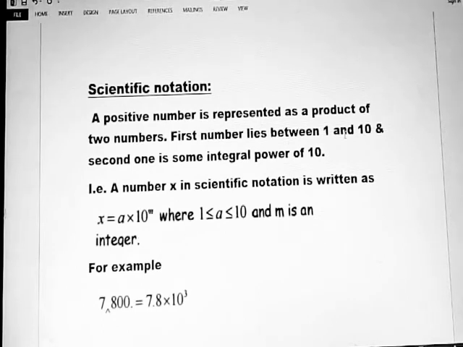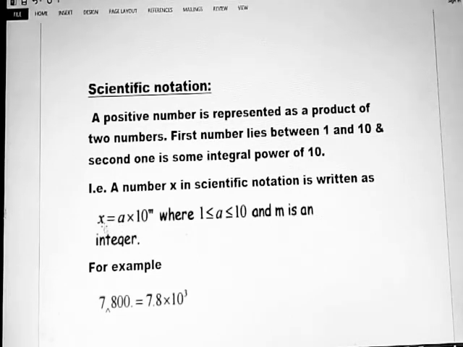For example, if we have any number x and we want to write this in scientific notation, then x is equal to a multiplied by 10 power m. So look at it, there are two parts. The first part, that is a, is between 1 and 10, while m is an integer, and you know that integers include positive numbers and negative numbers.